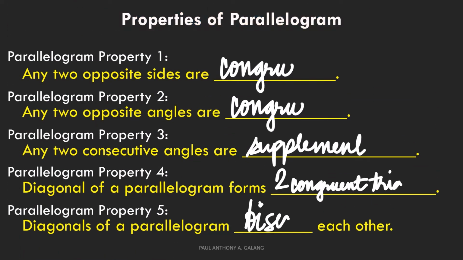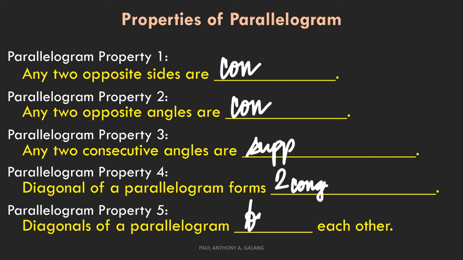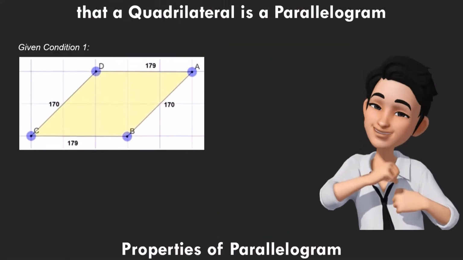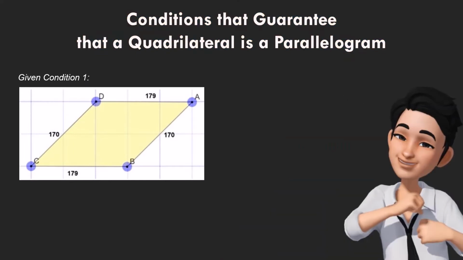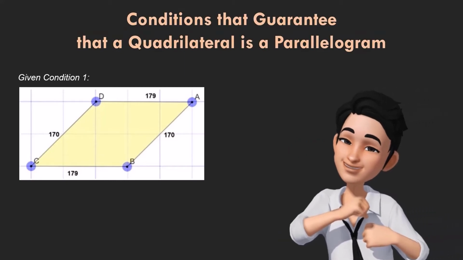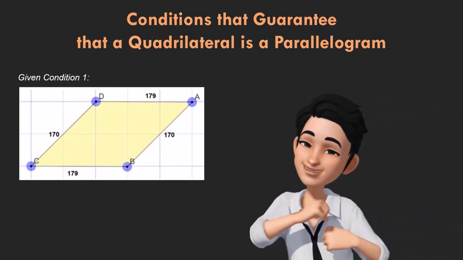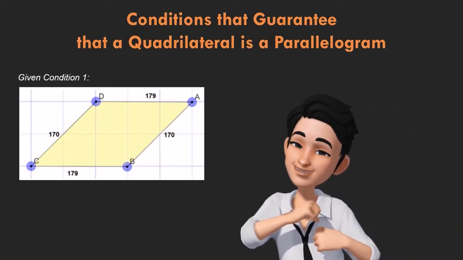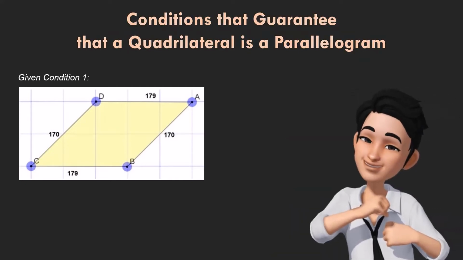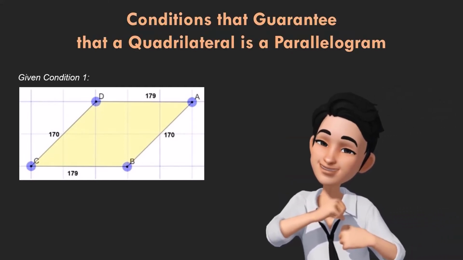Now I will give you some time to revisit the five properties of parallelograms. You may pause this video lesson if you need more time, but I'll be transitioning to the next part of my discussion. Under conditions that guarantee or make a quadrilateral a parallelogram, you need to master or memorize the properties of a parallelogram that I just tackled a moment ago. Those are important concepts and terms that will help you as we continue the lesson.